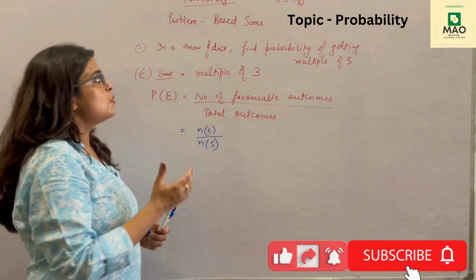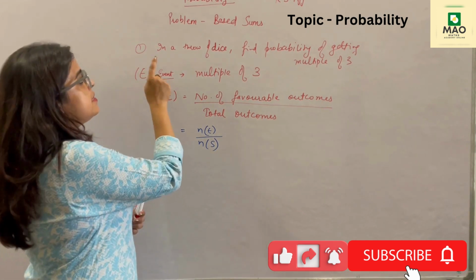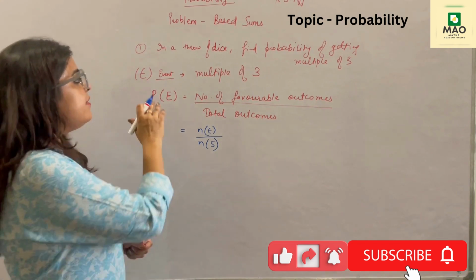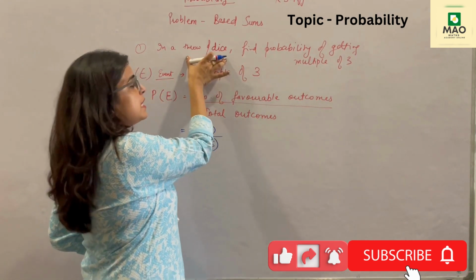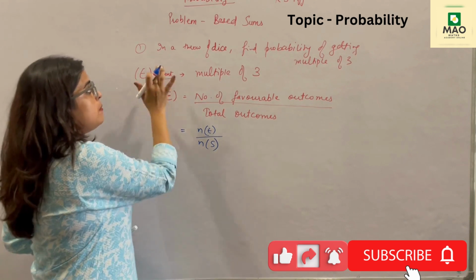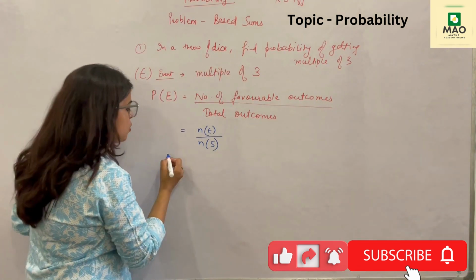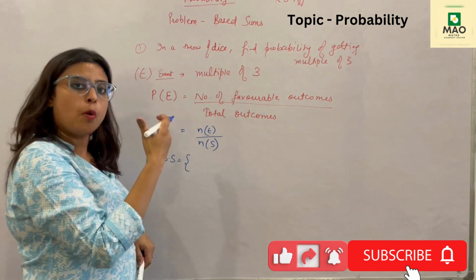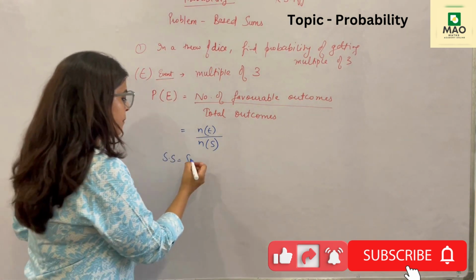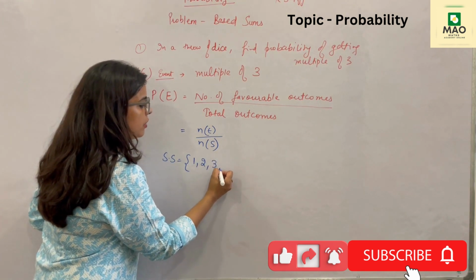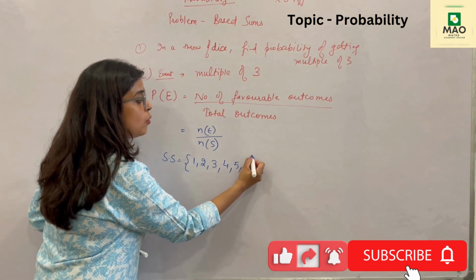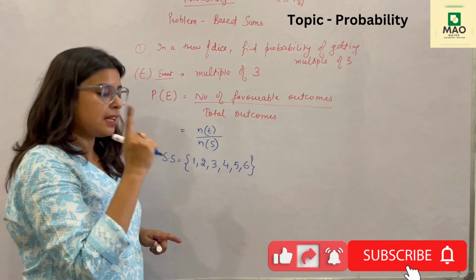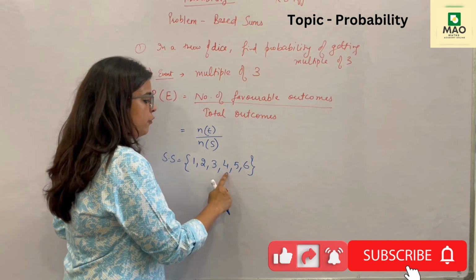Yeah students, so here comes our next sum. In a throw of a dice, find the probability of getting a multiple of 3. So the event here is getting a multiple of 3, and what is the experiment? Throwing a dice. So what will be the sample space of a dice? Obviously the experiment shows what sample space is to be made. So my sample space here is 1 2 3 4 5 6, because my sum is of a dice, a single dice. So 1 2 3 4 5 6.